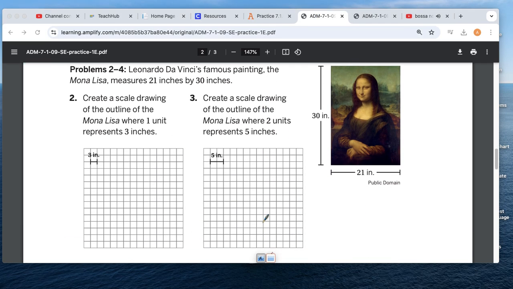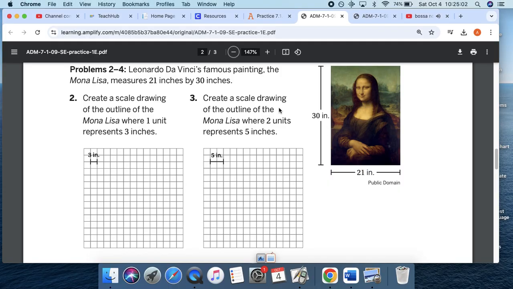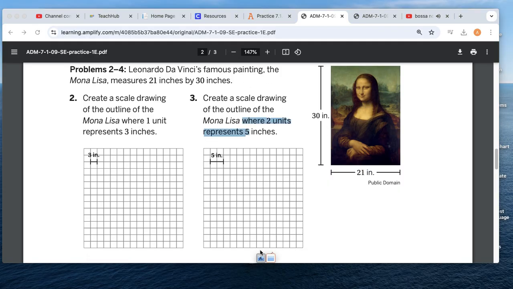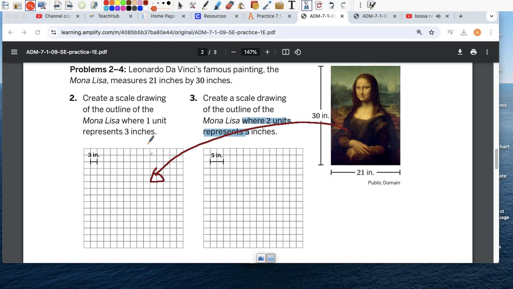Here, Leonardo da Vinci's famous painting, the Mona Lisa, measures 21 by 30 inches. So that's in real life: 21 inches going left and right, and the height is 30 inches. Create a scale drawing of the outline of the Mona Lisa where 1 unit represents 3 inches. So I want to draw this Mona Lisa, right? I'm going to take the Mona Lisa and put it over here using this scale.